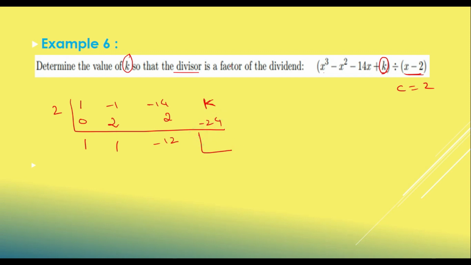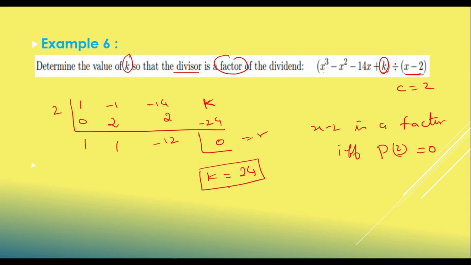So if you want to get a factor, the remainder must be 0. If you want to say x minus 2 is a factor, if and only if p of 2 must be 0, the remainder must be 0. So what value of k makes the remainder 0? k must be positive 24, that's all. K must be positive 24.